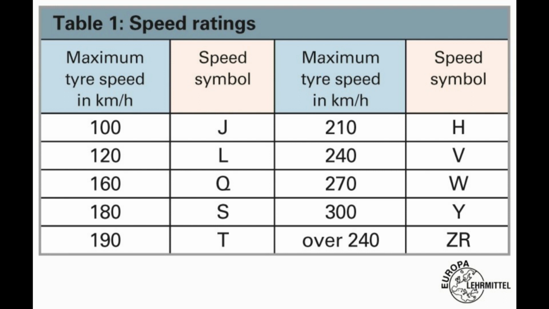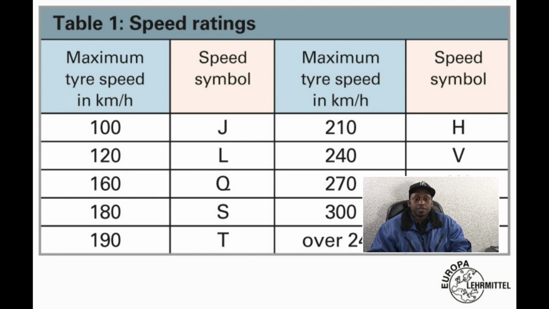Now, see, 120 is L. You cannot run any tire that has that speed symbol L more than 120. You have Q, you have S, you have T, you have H. In Europe here, H is very important. At least it can run 210. You have V, 240. You have W, 270. While from 300 is Y.